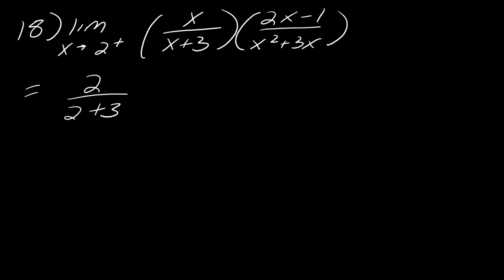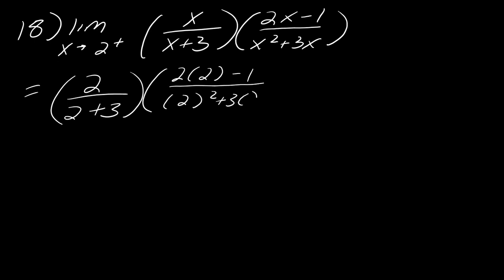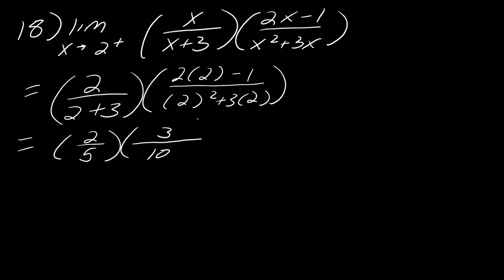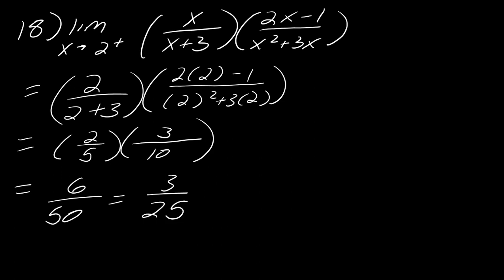So let's see, if I just go ahead and plug this in. So I'm evaluating the limits. Okay, so I've plugged in my 2, so let's work this out. So this is going to give me 2 over 5. This will be 4 minus 1, so that's 3. And then this will be 4 plus 6, which is 10. So then I get 6 over 50, which I can divide the top and bottom by 2 to get 3 over 25, and that's it. I'm done.